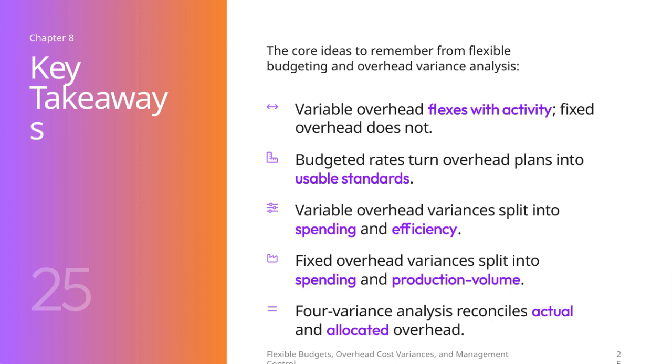For fixed overhead, variances are broken down into spending, showing cost control, and production volume, which highlights the difference between expected and actual production levels. Finally, by conducting a four-variance analysis, we can fully reconcile actual overhead costs with what was allocated, providing a comprehensive view that supports effective management control. These concepts are fundamental to understanding how to manage overhead and improve budgeting accuracy.